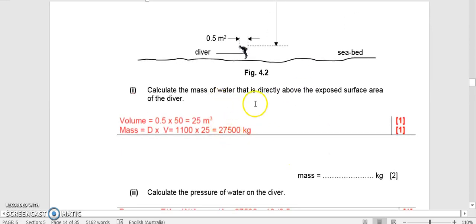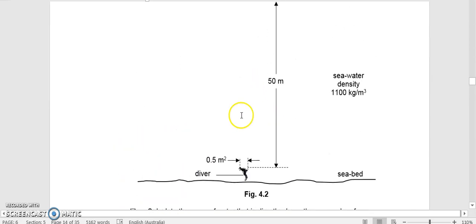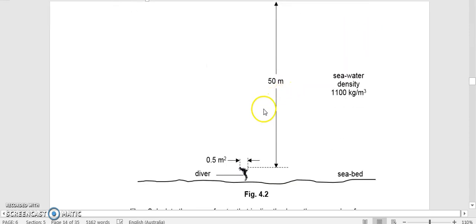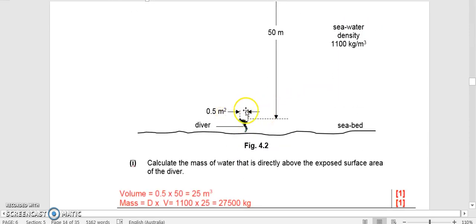Calculate the mass of water directly above. So before that, directly above the person, this is 0.5 meters squared. They really give it to you. Couple of you actually did 0.5 times 0.5 again. You don't need to, this is not length. This part here is the area, which is what they also mentioned here in the question. So you need to read the question, right? So this is the area. So total volume is just 50 meters times 0.5. Answer 25 meter cube. That's the first step.